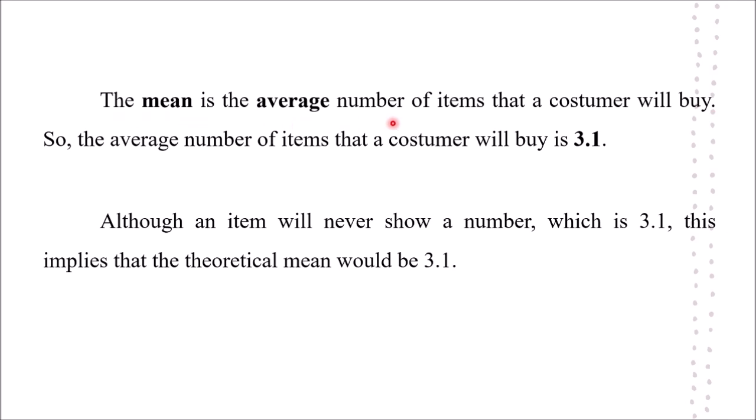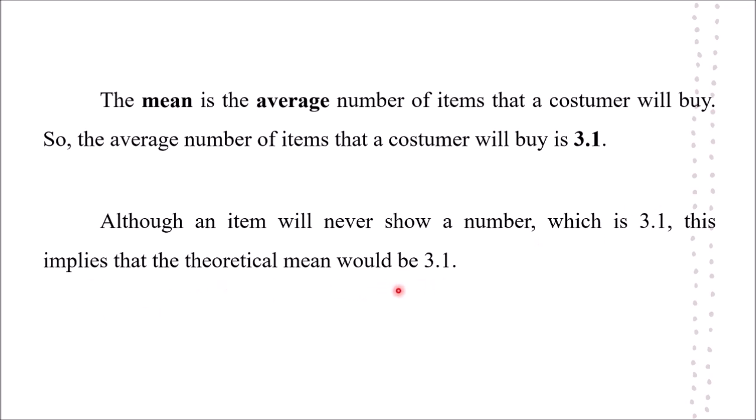This is how we interpret the mean from the problem that we have. The mean is the average number of items that a customer will buy. So the average number of items that a customer will buy is 3.1. Although an item will never show a number which is 3.1, because we count the number of items as a whole product, that's why it becomes a discrete variable. So this only implies that the theoretical mean would be 3.1.